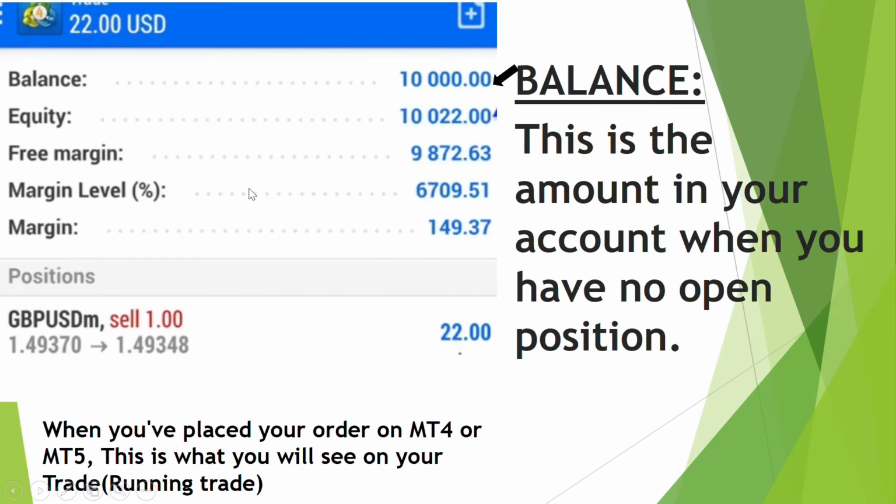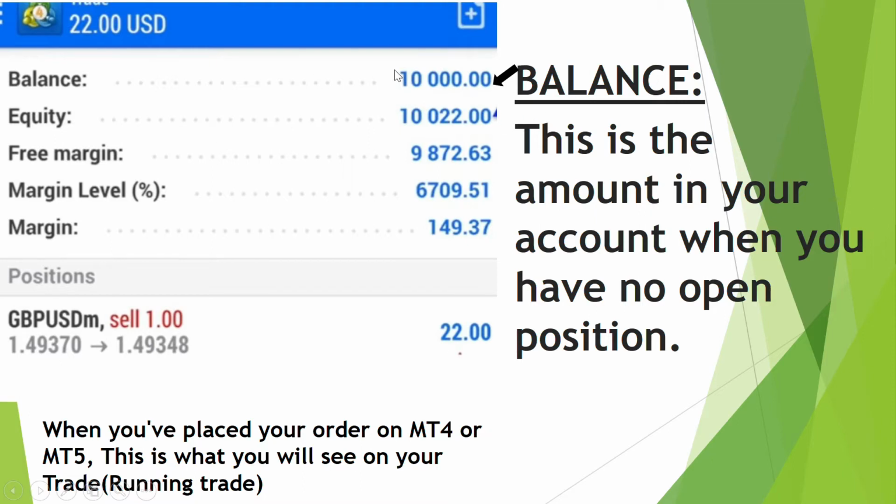When you are on a running trade on your MT4 or MT5, this is what you see under the trade. This is the interface you see when you are on a running trade. I will explain each of them: balance, equity, free margin, margin level, and margin, so that you will understand them when you are on a running trade.